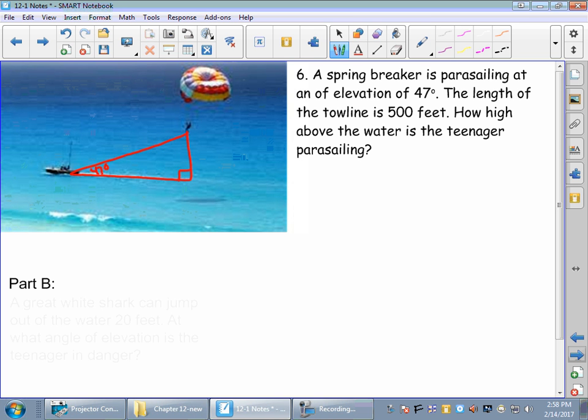The tow line is 500 feet, which means it's the hypotenuse because that happens to be the line that attaches to the parasailer. And then how high above the water is the parasailer? So what are they asking for? They're actually asking for that length there. But every word problem is different. The problem with word problems is you got to make sure you put the stuff in the right spots or it's not going to work out. So in this case, I'm going to use 47 degrees, the side opposite and the hypotenuse. Side opposite over hypotenuse is sine. So sine 47 degrees is equal to x over 500. That's what you would do there.